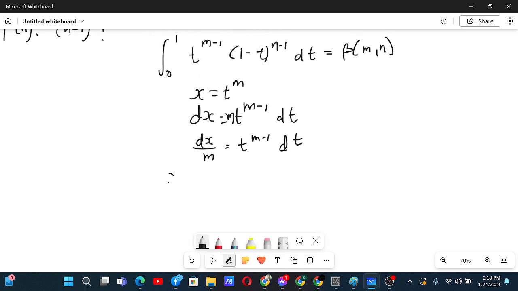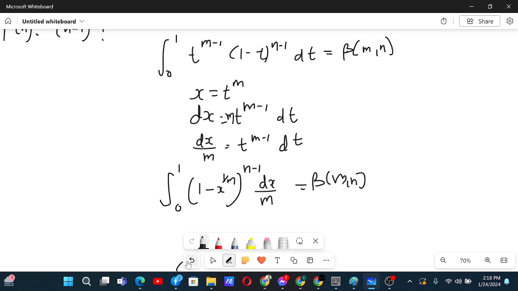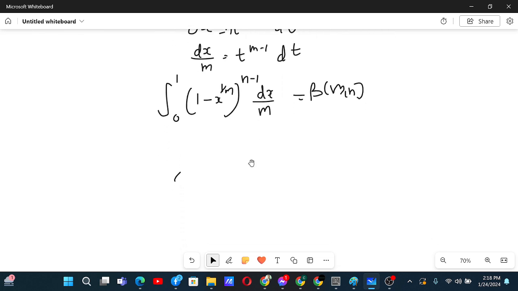Now the integral will go from 0 to 1, since 0 to the power m is 0 and 1 to the power m is 1 itself. And over here, t to the power m minus 1 dt will become dx by m, and we have 1 minus t, which is x to the power 1 by m, to the power n minus 1, and this is beta of m, n. And bingo, we got a new definition for the beta function, and this will help us solve the problem. Let me also draw this.